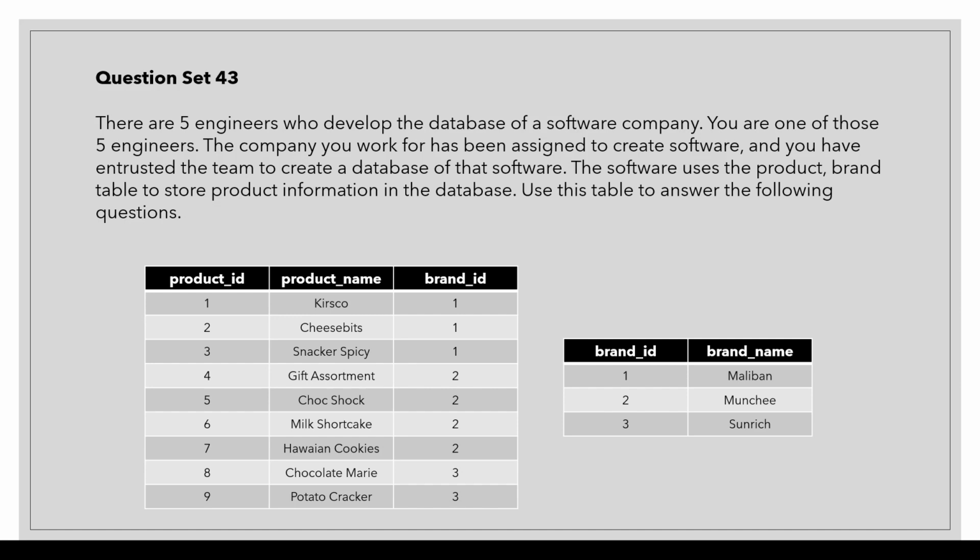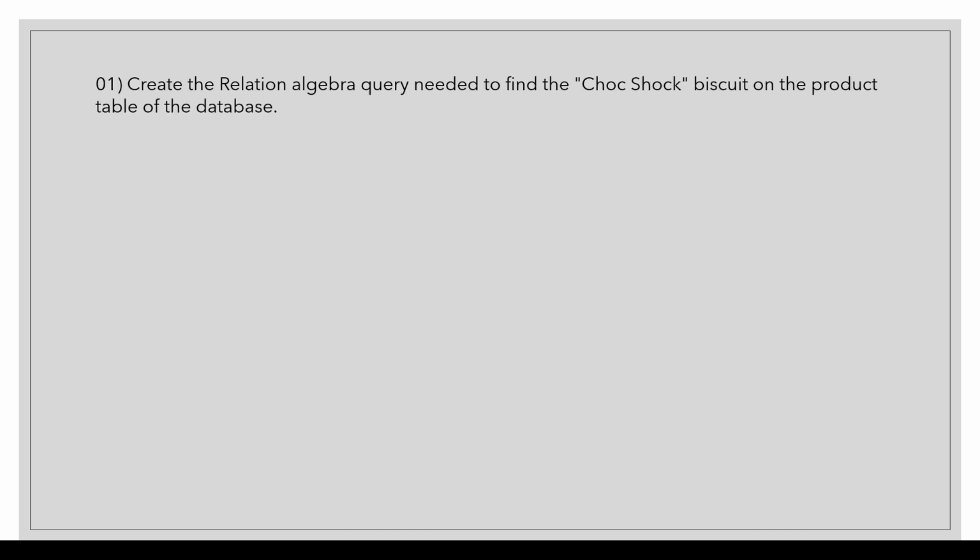There are two tables called product table and brand table, and here they store product details like product name and brand ID in the product table, and the brand details like brand ID and brand name in a separate table. Now we have to use these two tables to answer our question. Here's the first one: create a relational algebra query needed to find the shock biscuit on the product table of the database.